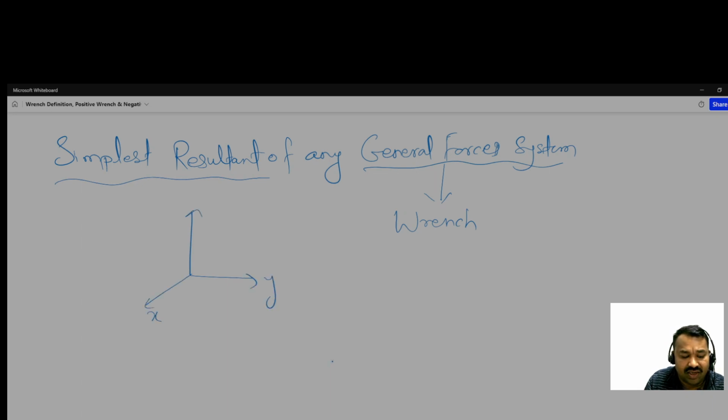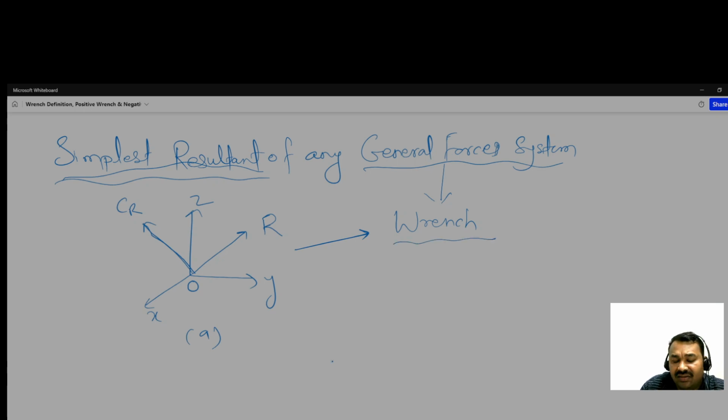Suppose this is x, y, and z, the coordinate system, and its origin is O. The simplest resultant of any force system has the force resultant R, or you can say the resultant of the force, and the couple resultant, CR. Okay. Now, this is the simplest resultant of any general force system. This we know, we came to know. Now, next is how to convert it into the wrench.